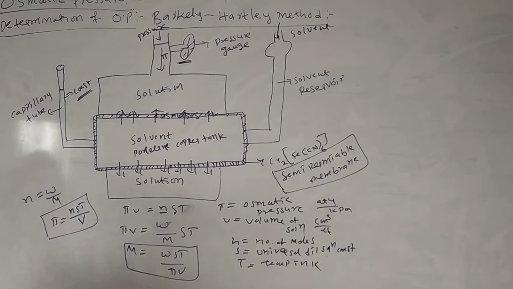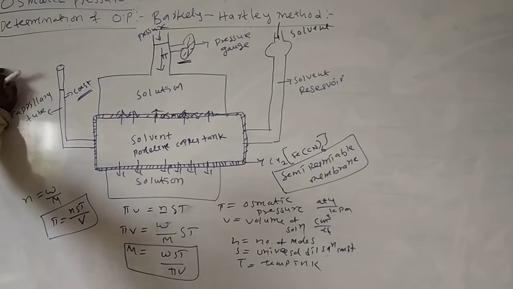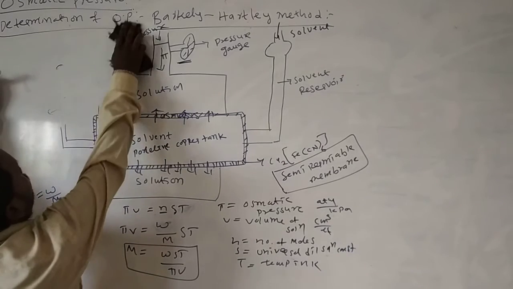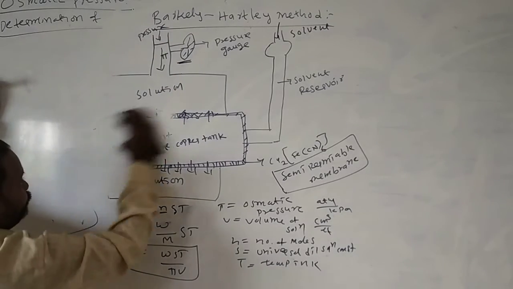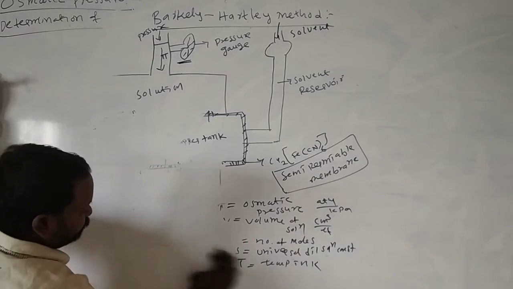This is about the determination of osmotic pressure by using the Berkeley-Hartley method. This is an important question; they will ask it for 5 marks. Then in continuation, determination of depression in freezing point by using the Beckmann method.